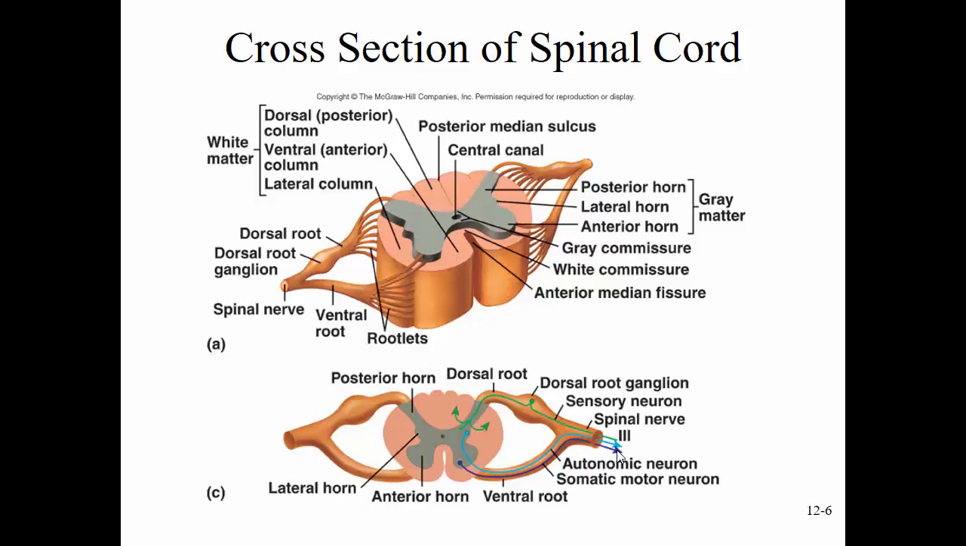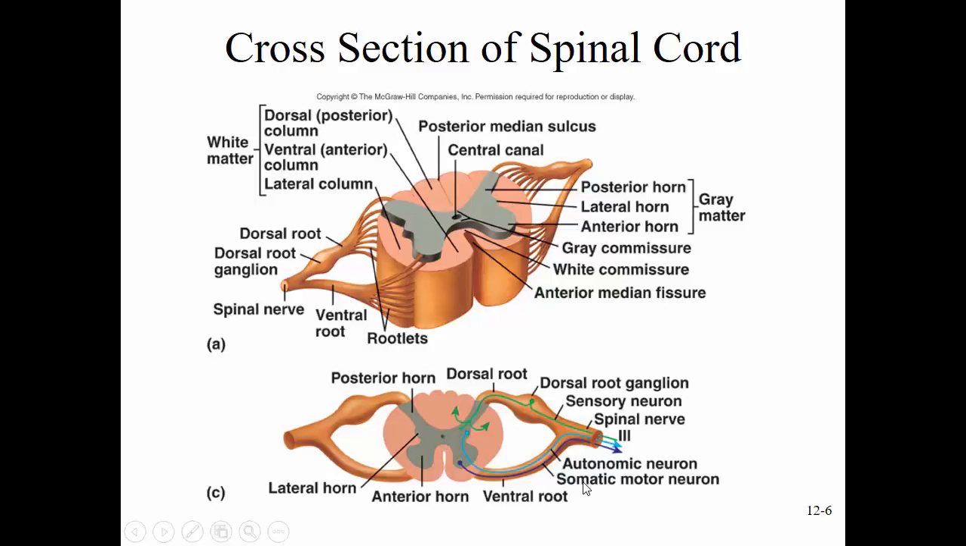So there's 2 types of neurons bringing information away from the spinal cord. One is an autonomic neuron. So autonomic neurons, that's the involuntary part of our nervous system, that would synapse on like a smooth muscle, cardiac muscle, a gland, those things that are not under voluntary control. Or it could synapse on a skeletal muscle, which is under voluntary control. So that would make it a somatic motor neuron. So this output portion of our spinal nerve could either be autonomic or somatic.